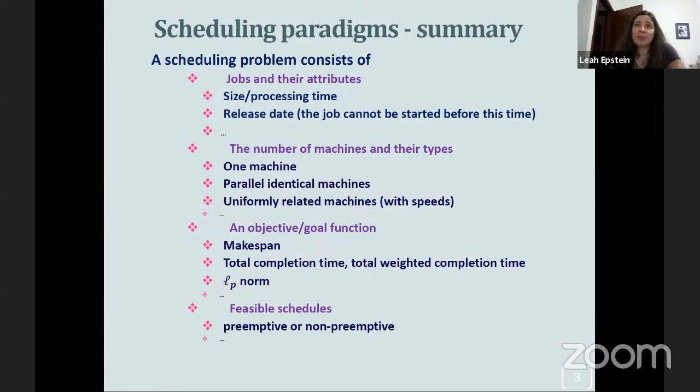Then you need to know how many machines you have and which types they have. They can be just one machine, or identical machines, or machines with speeds that are called uniformly related. And then we need an objective, what we usually want to minimize. At least in this talk, we discuss minimization problems. So it could be the makespan, that is the last completion time, or total completion time, or total weighted completion time, or something else like a norm of the completion times of machines or of jobs. And the crucial part is what counts as feasible, whether we allow preemption or not.